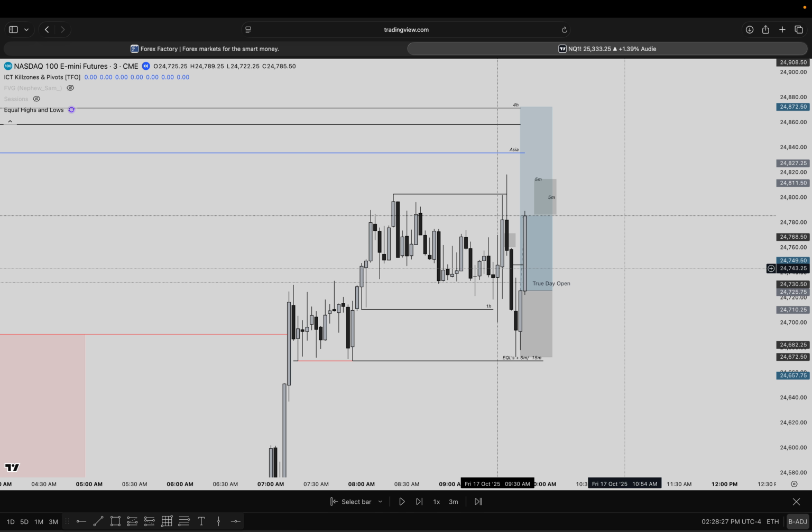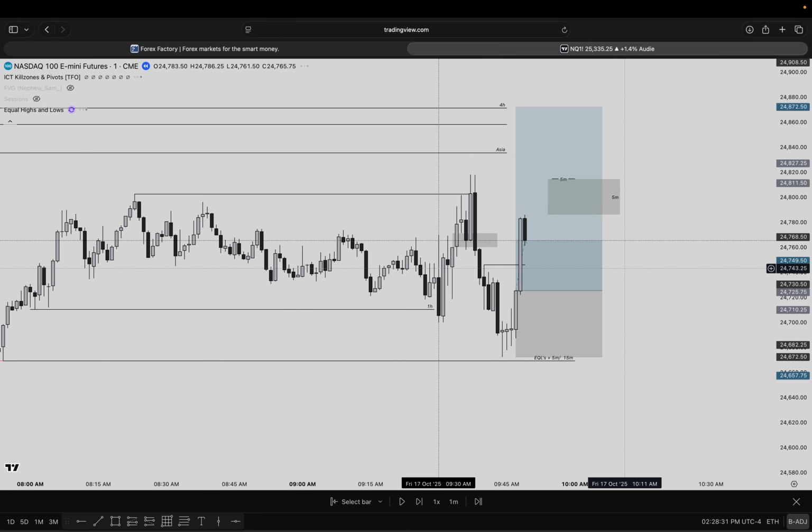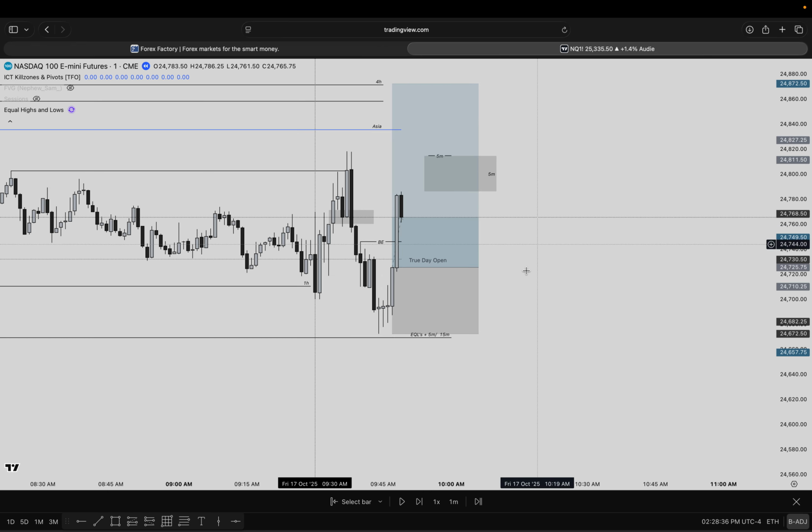We also have that 3 minute. It's pretty close. I think the 1 minute, okay, we have a 1 and a 2 minute right there. That's a pretty good break even point. We'll go ahead and mark that. This did end up hitting.